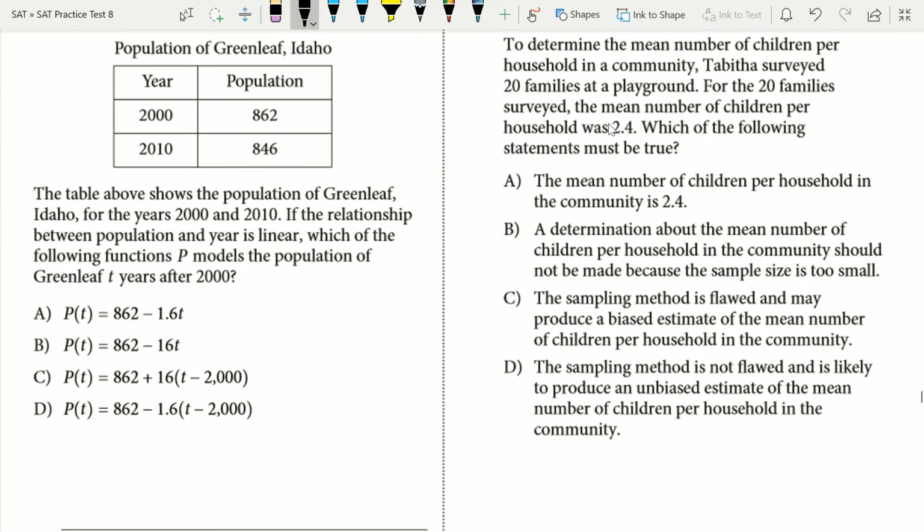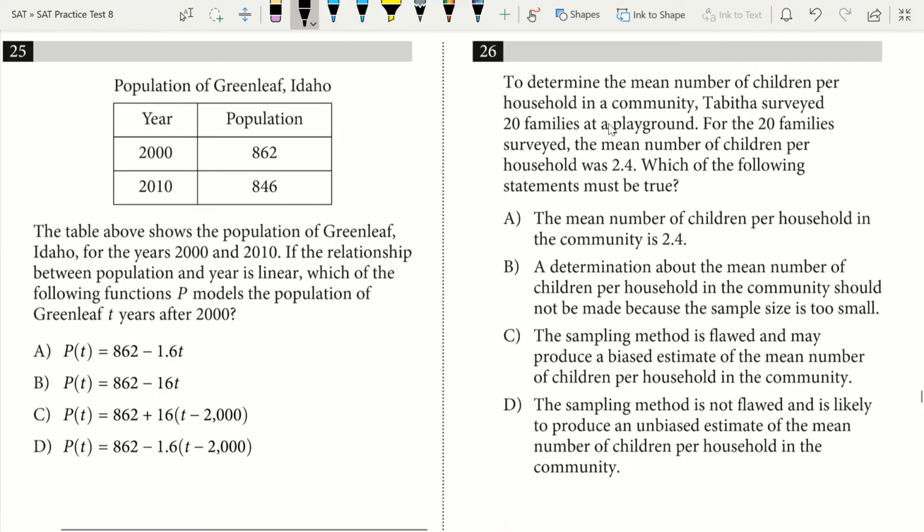All right, question 25, population of Greenleaf, Idaho. The table above shows the population of Greenleaf, Idaho for the years 2000 and 2010. If the relationship between population and year is linear, which of the following functions P models the population of Greenleaf T years after 2000? All right, well, I see I went down in population by 862 minus 846, which gives me 16.